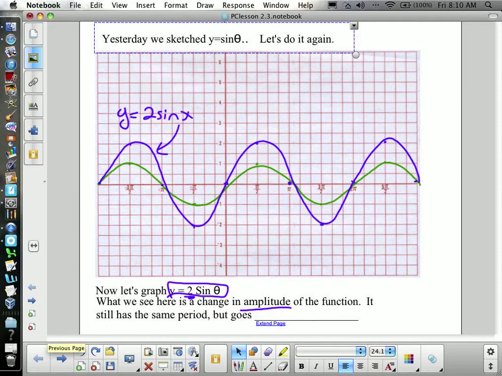If I put a 2 in front of here, instead of going to 1, it goes to 2. If I put a 5 in front of here, it would go up to 5 and down to negative 5. We can adjust the steepness of that. Now, that's called amplitude manipulation. Or you use something sometimes in your car that changes amplitude all the time. It's called a radio.